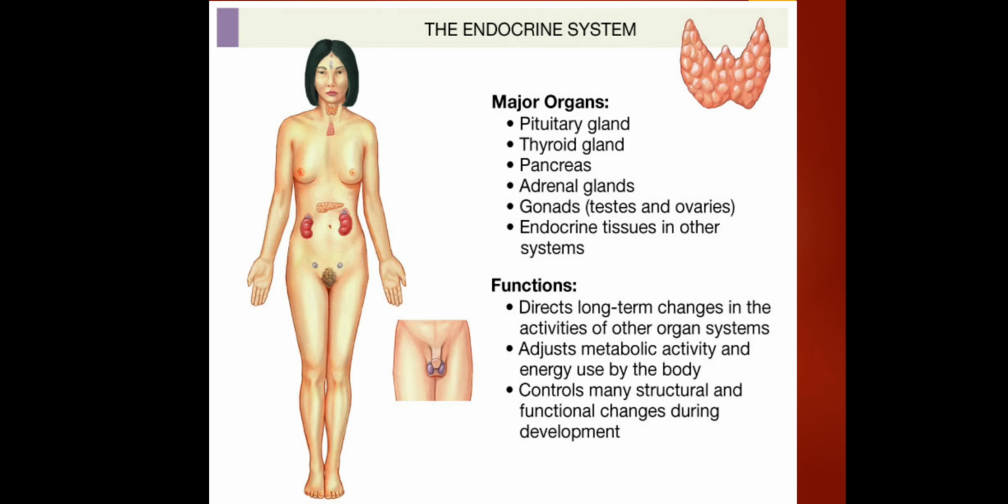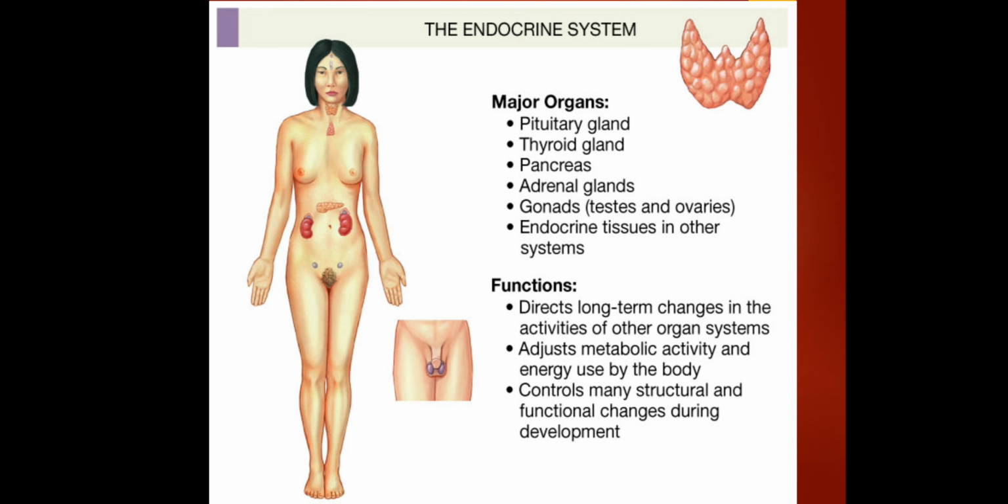Okay? So let's proceed to another. We have the endocrine system. What are the major functions presented in the endocrine system? We have the pituitary gland, thyroid gland, pancreas, adrenal glands, gonads, particularly the testes and ovaries, and endocrine tissues in other systems. So what is the major function of this kind of system?